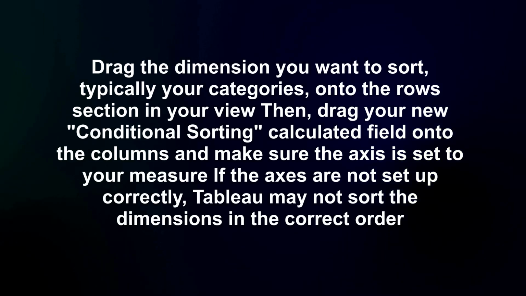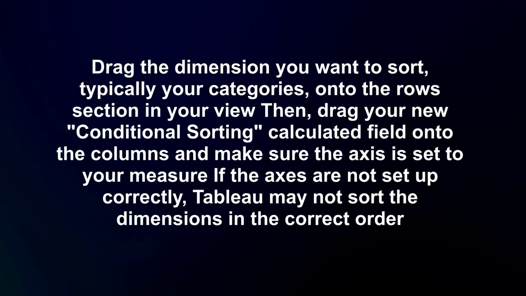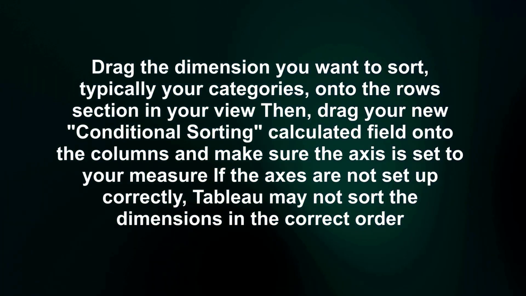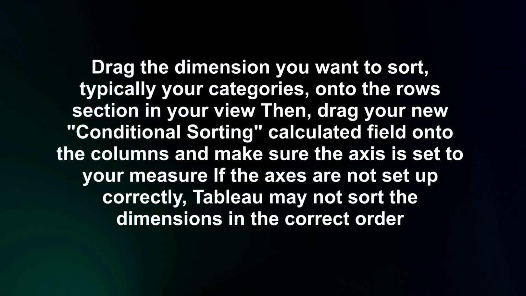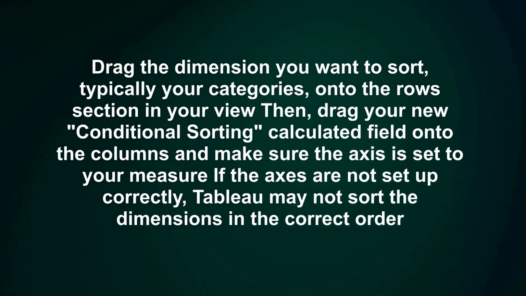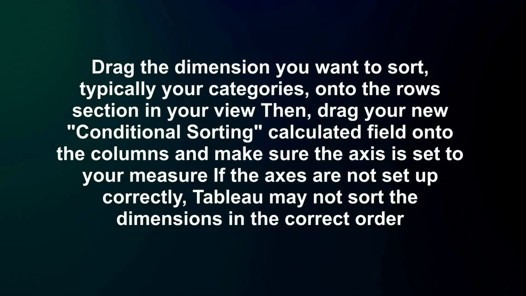Drag the dimension you want to sort, typically your categories, onto the rows section in your view. Then, drag your new conditional sorting calculated field onto the columns and make sure the axis is set to your measure. If the axes are not set up correctly, Tableau may not sort the dimensions in the correct order.